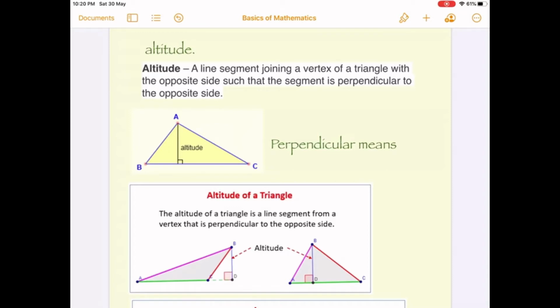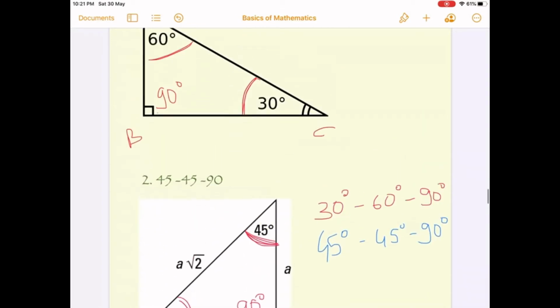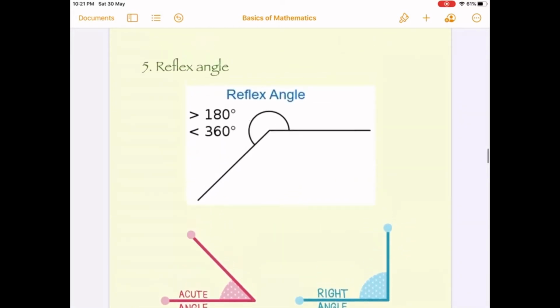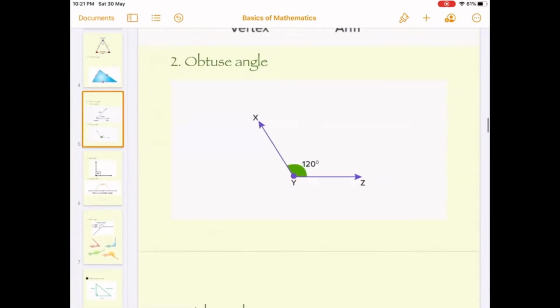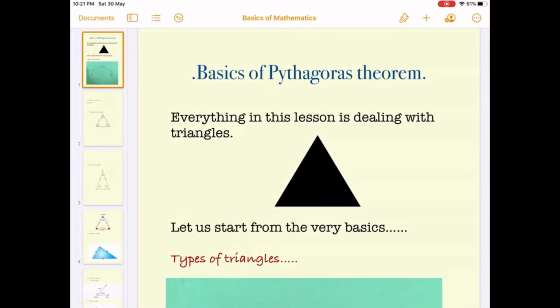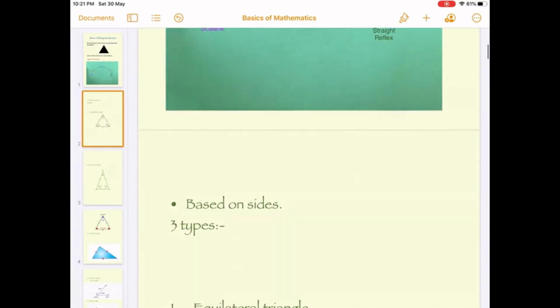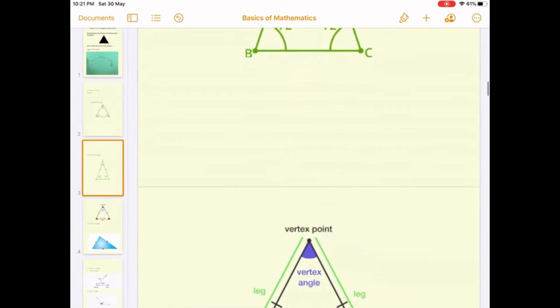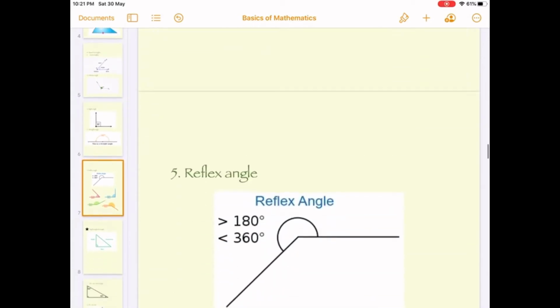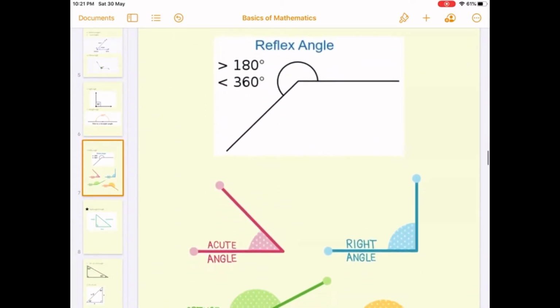So in the first part we have seen the basics of Pythagoras theorem, types of triangle like the right angle triangle, the types of triangle, all these basics. This was part 1, but in this video lecture we are going to study part 2, which is about altitude, median and diagonal.